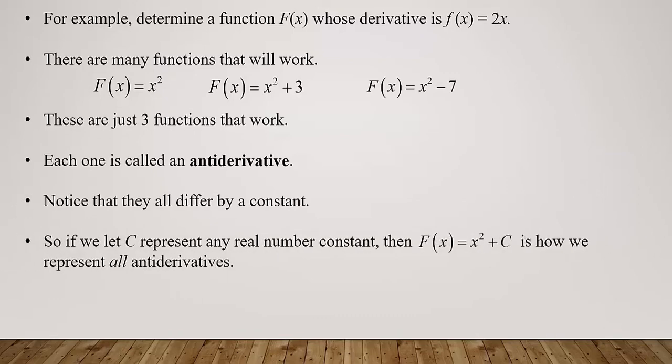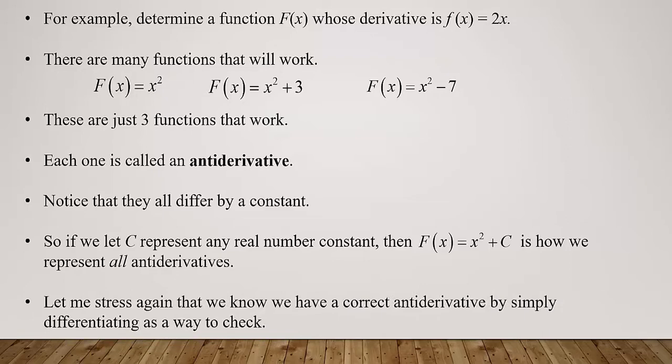So if I let C represent any real number constant, then F of x equals x squared plus C. That's how I would represent all of the antiderivatives. All infinite number of the antiderivatives can be represented by x squared plus C. And let me stress again, you heard me say it already here at the beginning of the slide. I know when I have a correct antiderivative. I just simply differentiate it. That's how I can check my work.